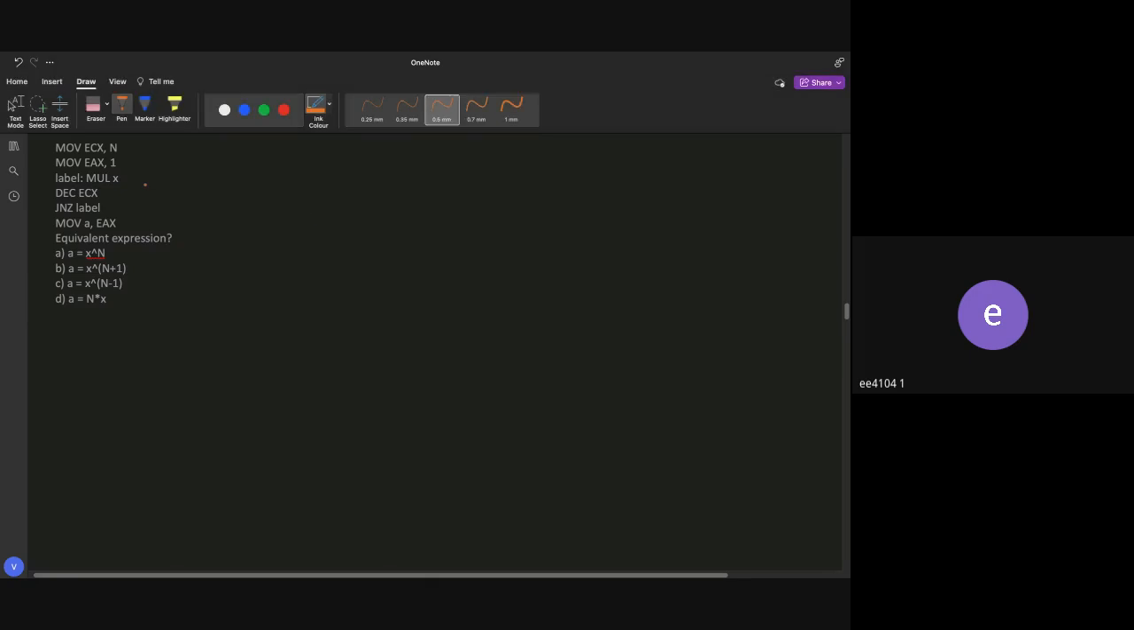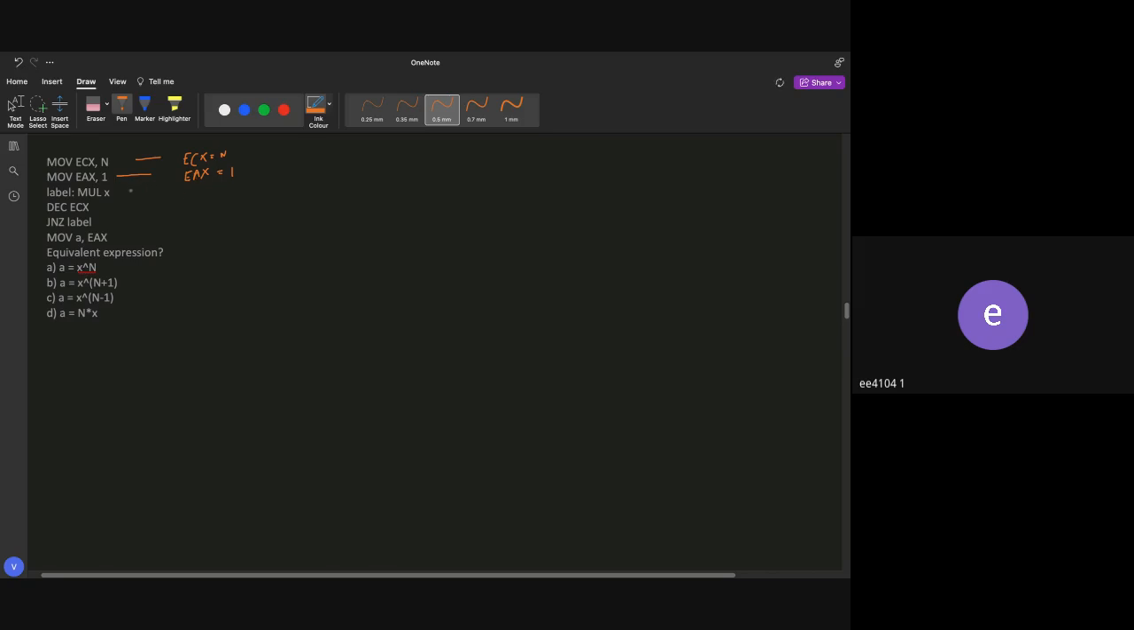Okay, let's try to solve this. It will start from here. First we'll be moving n to ECX, so ECX is equal to n. Now we are moving 1 to EAX, so EAX is equal to 1. Now it will start from here. We have multiplying x, so whatever we are multiplying, it will get multiplied into EAX, right?